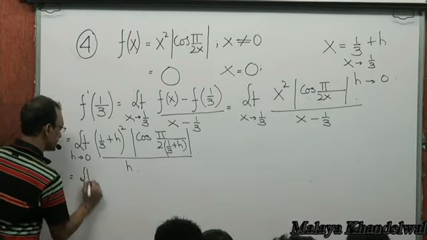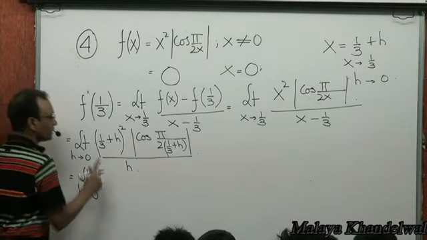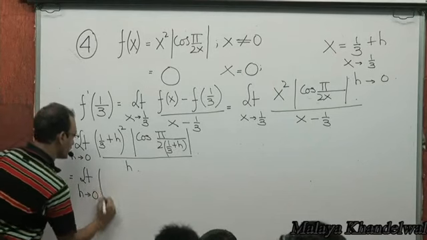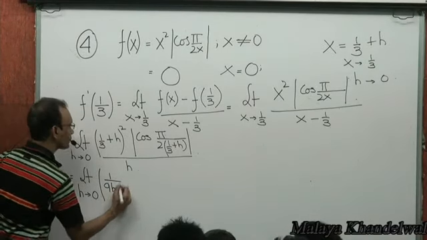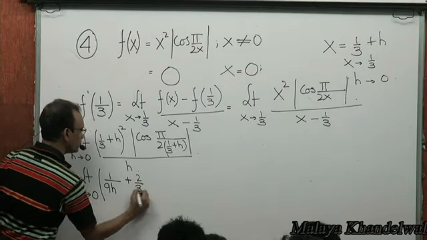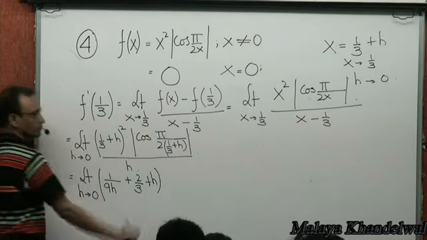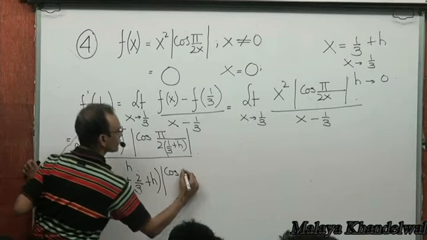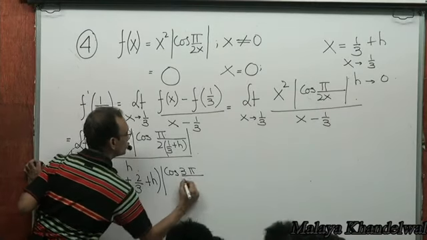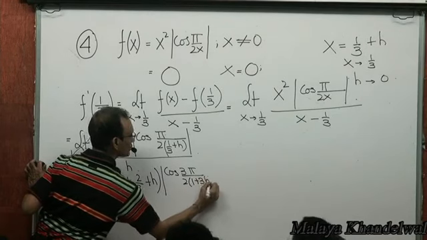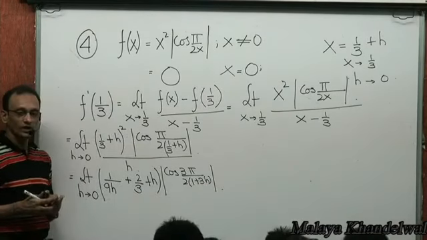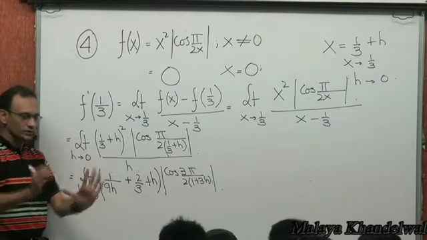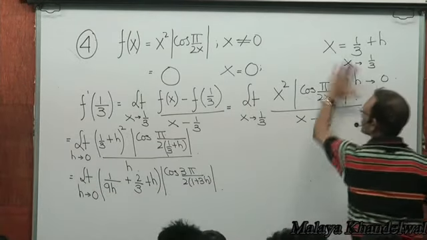This I can further write as limit h tends to 0. Now this would be 1 by 9 plus 2h by 3 plus h squared. When I divide by h, I get 1 by 9h plus 2 by 3 plus h, mod cos 3 pi by 2 into 1 plus 3h. Yes or no? I hope you realize what I've done here. I've expanded this and divided by h. Then this is what happens. So far so good. Now, can I remove all of this?